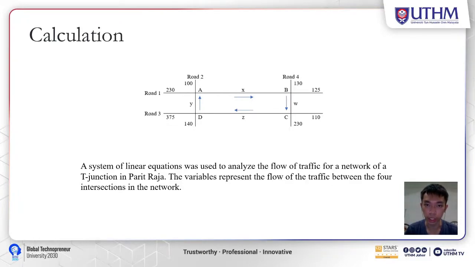Now I'll explain the calculation discussion of our engineering problem. First, we provide a figure to better visualize and analyze the flow of traffic for the network of the T-junction. The variables represent the flow of the traffic between the 4 intersections in the network.